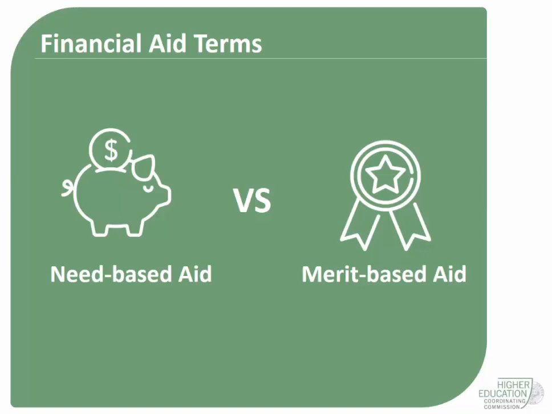Merit-based aid, however, is a little bit different. It is based not on need, but on other factors, including what you plan to study, your GPA, your community service, and any other activities you may have been involved in.